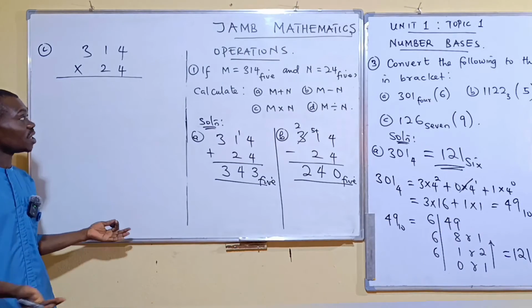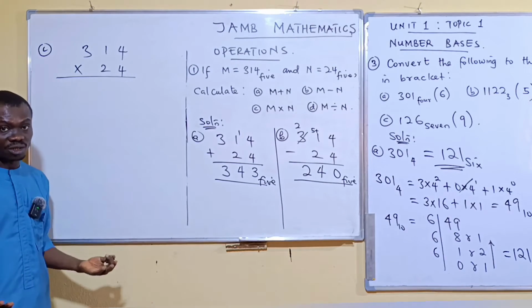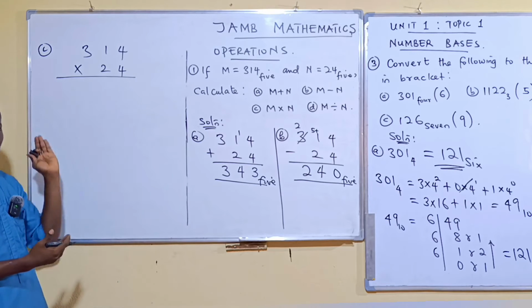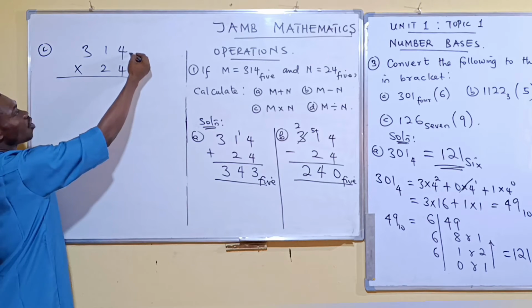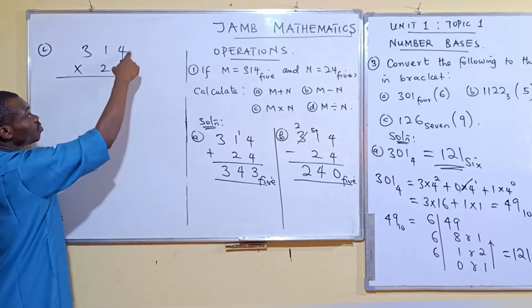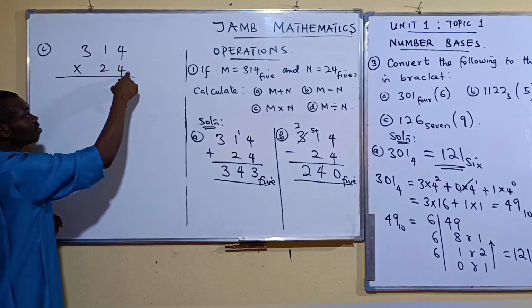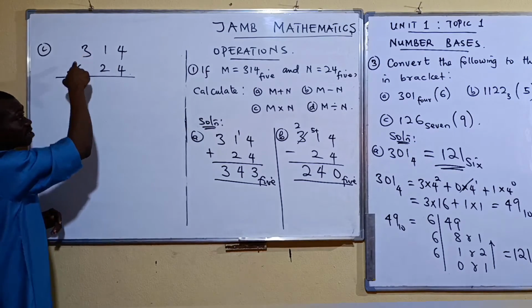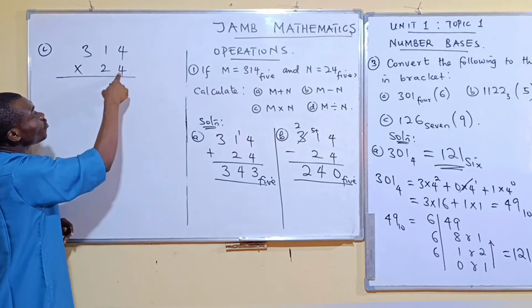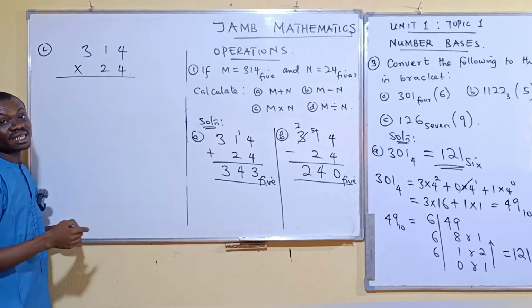Now we are doing the same thing, multiplying like your normal base 10 and then doing all the sub-calculations in base 5. So 4 multiplied by 4 is 16. Remember, you use this to multiply the whole of this. This will multiply this, multiply this, multiply this, and you record. Then 2 will multiply, you also record. So let's go. 4 times 4 is 16.